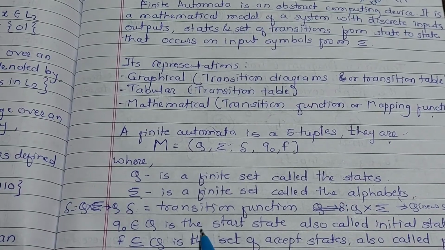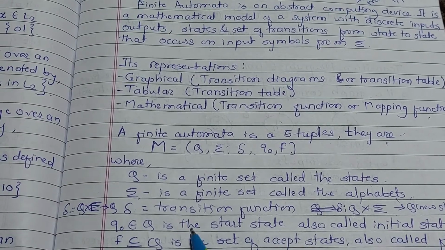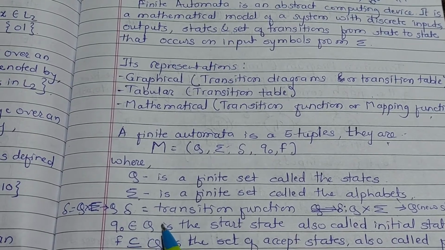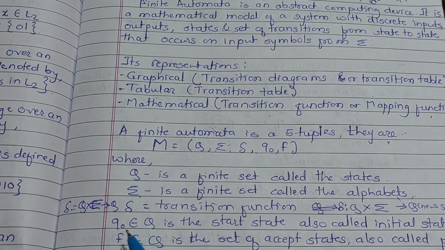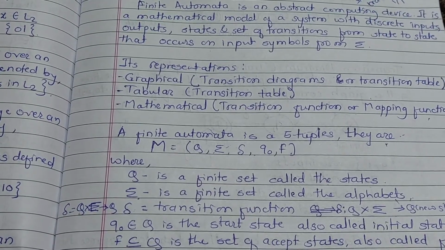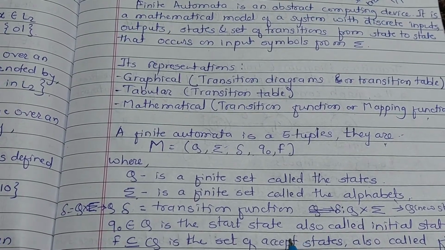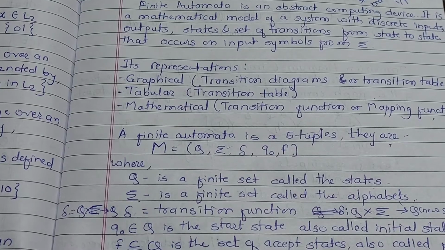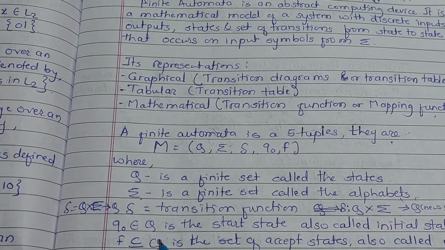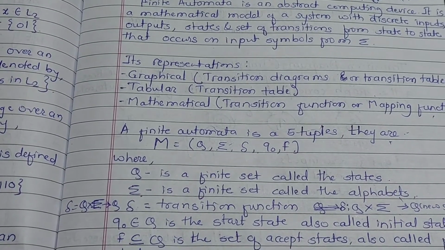Now q naught is the initial state, the starting state, which belongs to Q because it is one of the states. Now F is the set of final states or acceptance states, we can say. Acceptance states, and what this acceptance is we will discuss. Now we can say that F is a subset of Q because F is what? Set of final states. So again there are states, so we can say that it is a subset of Q.